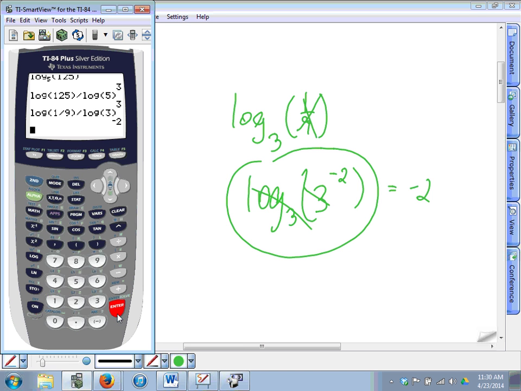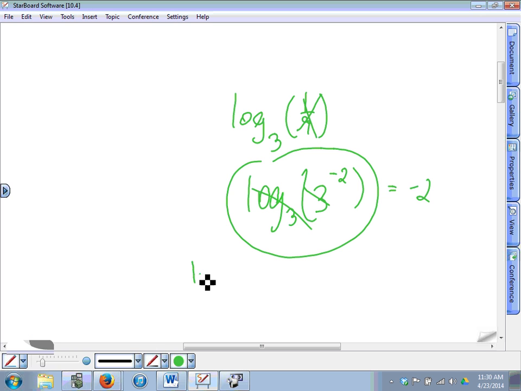Let's see. The first 10 problems are just evaluating problems. And the intent now is that you practice using your calculator to evaluate rather than by hand. For example, problem 1 on your worksheet is the log base 6 of 216.